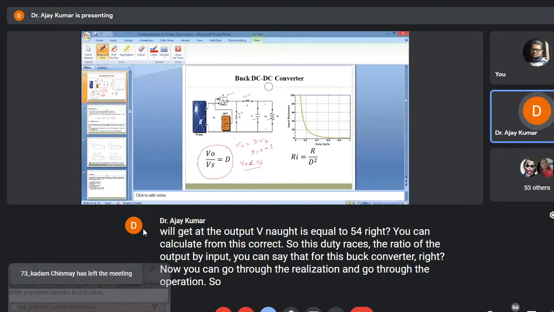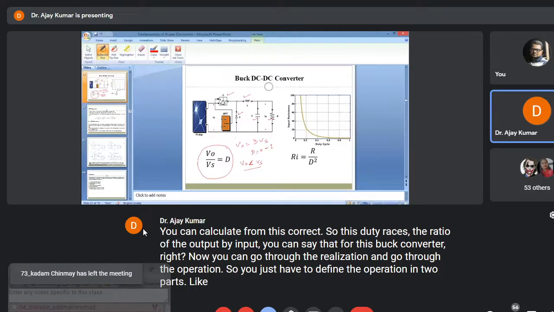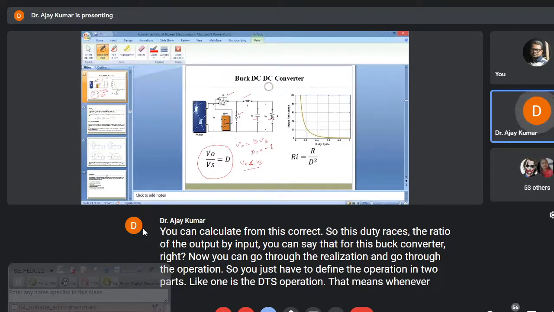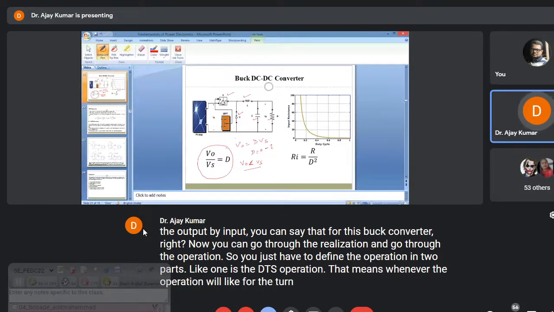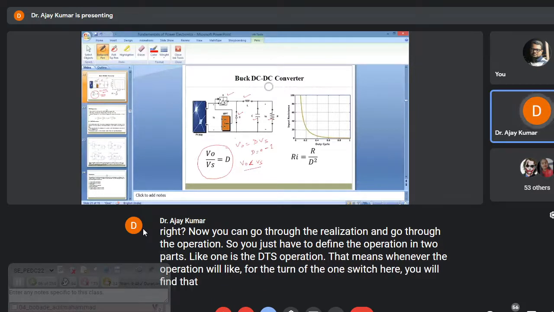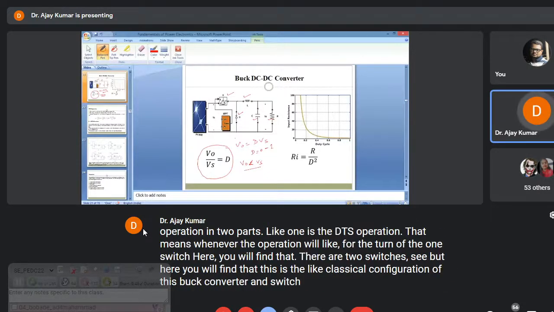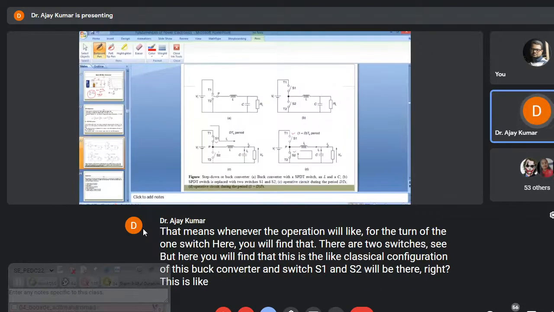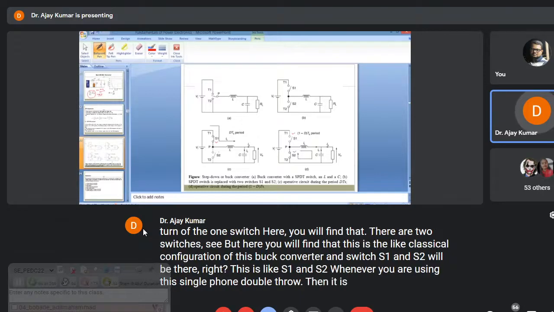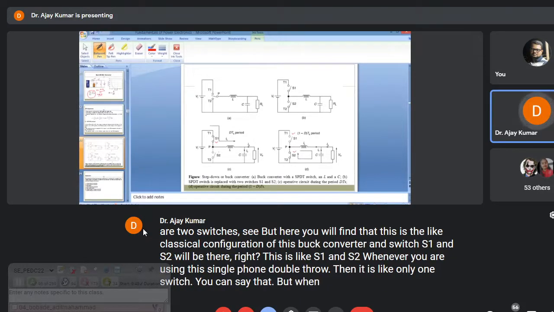You just have to define the operation in two parts. One is the DTS operation, that means the operation for the turn on of one switch. Here you will find that there are two switches. This is the classical configuration of the buck converter, and switches S1 and S2 will be there. Whenever you are using a single pole double throw, it is like only one switch. But when two single pole single throw switches are utilized, there will be switches S1 and S2.